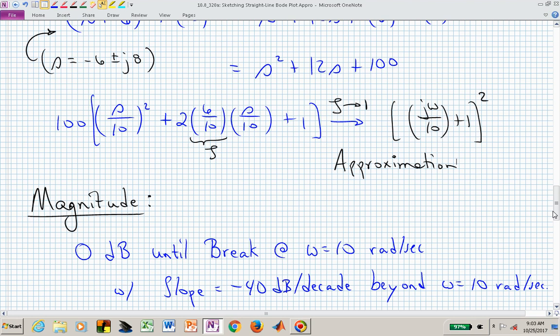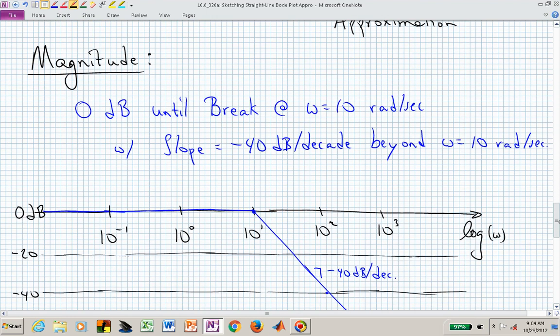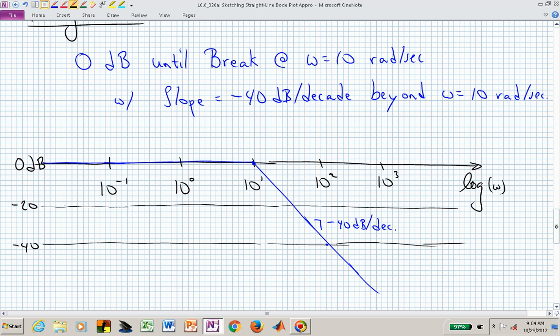At that point, we now change our approximation to have some sloping behavior. It's a pole factor in our example. So now we're going down. For a linear term, we would have 20 dB per decade down, but since it's doubled and it's occurring at the same break frequency of 10, now beyond omega equal 10 radians per second, we're sloping at minus 40 dB per decade. That's all there is to sketching the magnitude plot, and I've already sketched that here.